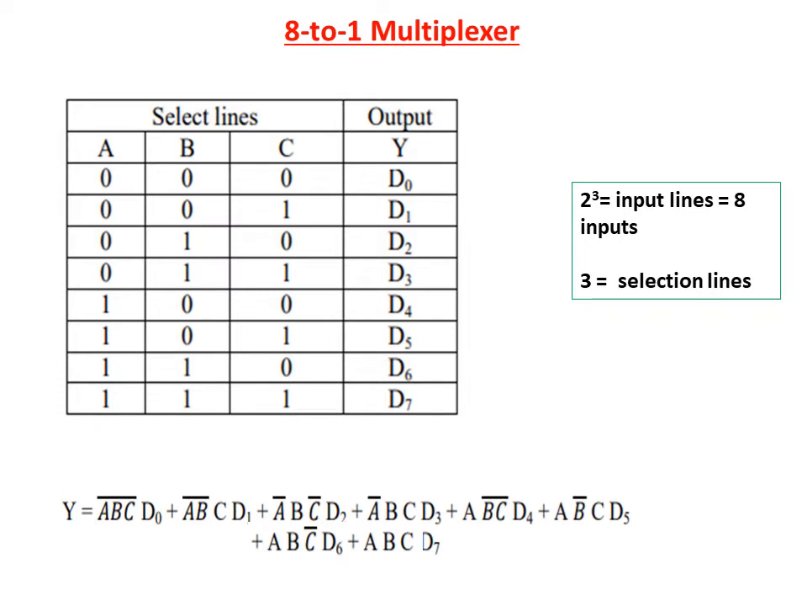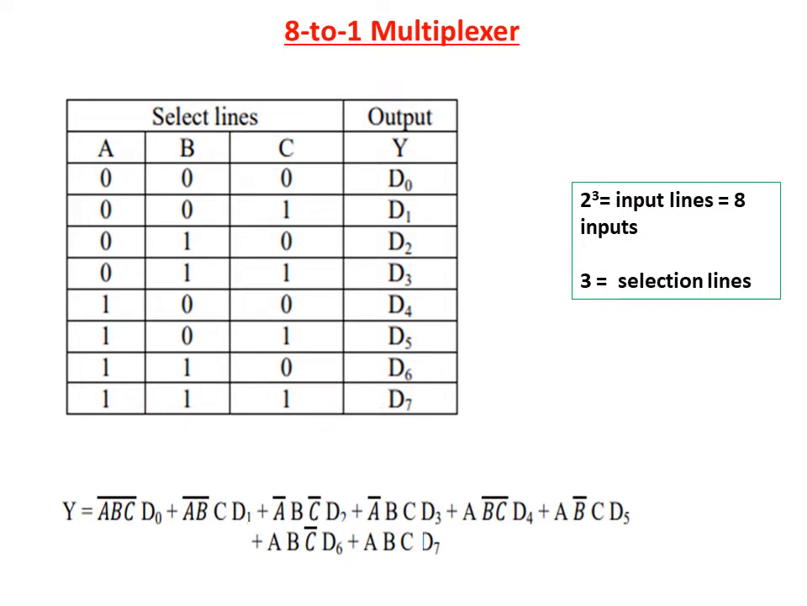This is the truth table of 8 to 1 multiplexer. The three selection input lines are considered as A, B, C and the output Y. So for 0 0 0 combination, input D0 is selected. For 0 0 1 combination, input D1 is selected. Similarly, all the input data are selected based on the selection lines, and for 1 1 1, D7 is selected.